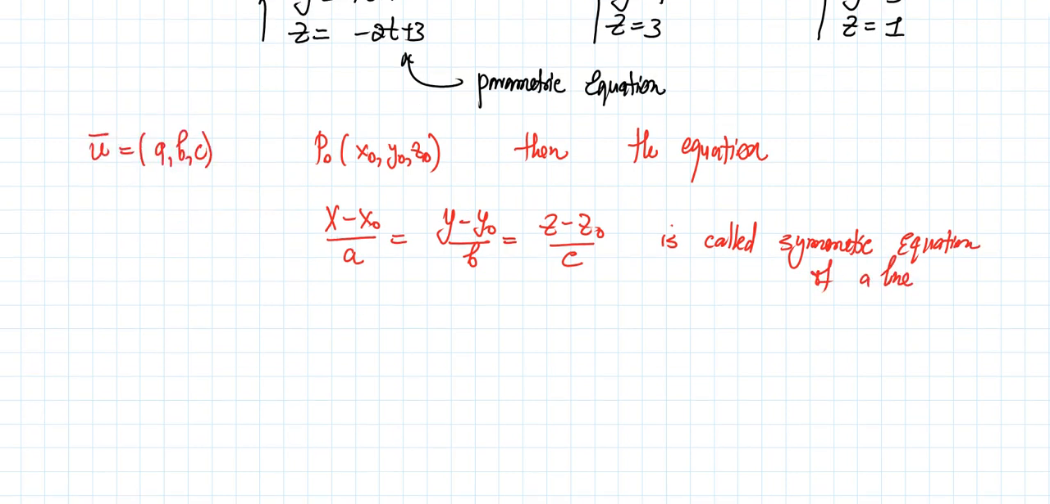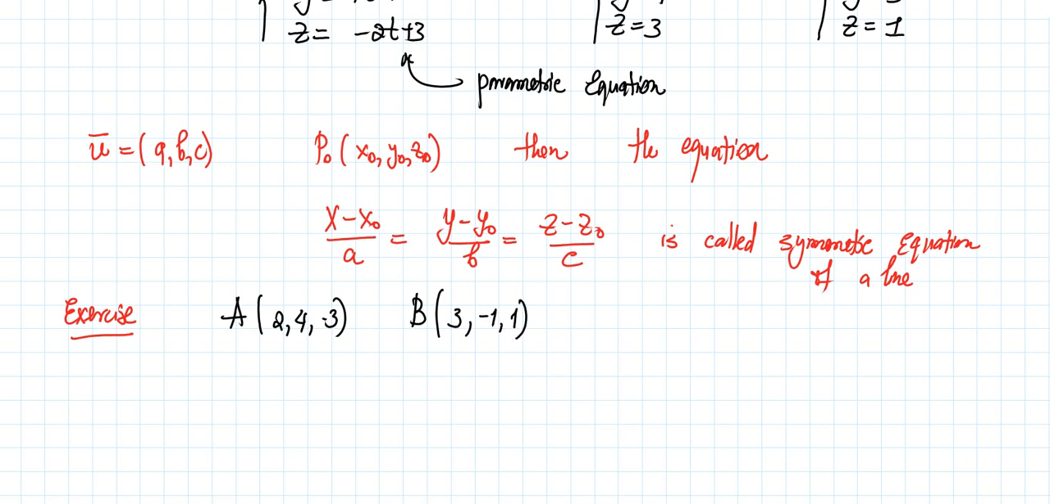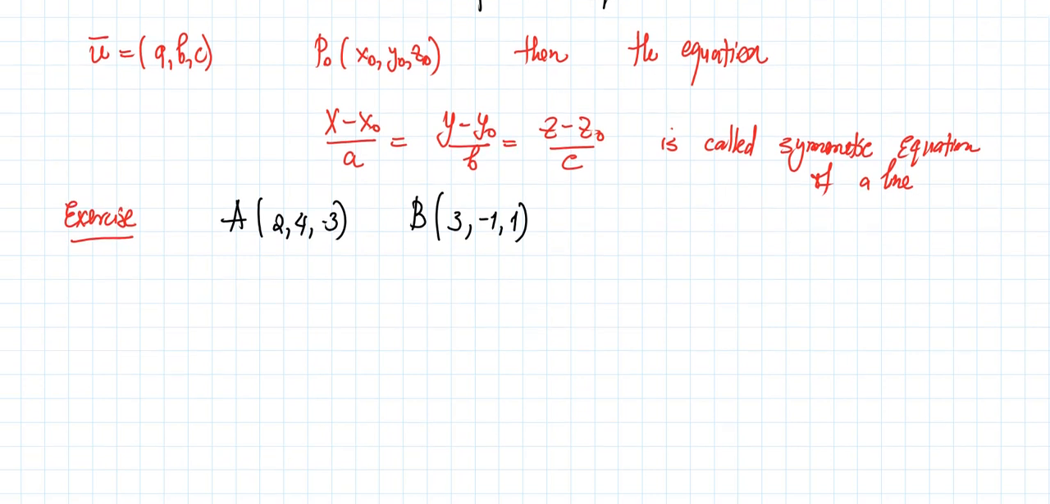So let's do an exercise. Let's say we're given 2 points on the line, okay? A and B, with the coordinates 2, 4, minus 3, and 3, minus 1, and 1. What you need to do is find the vector equation and the symmetric equation of this line. Okay? So how to do this?